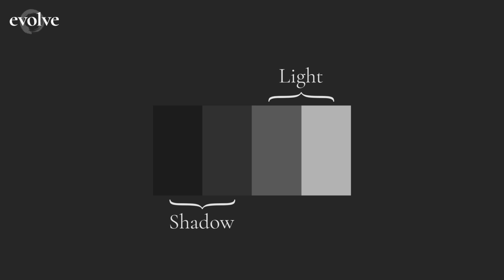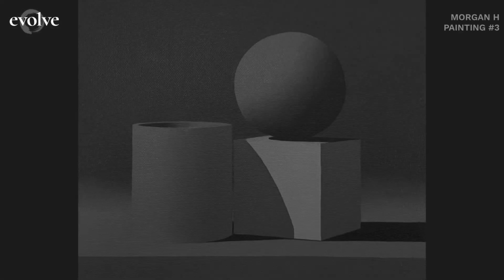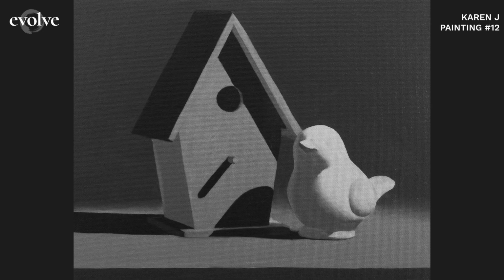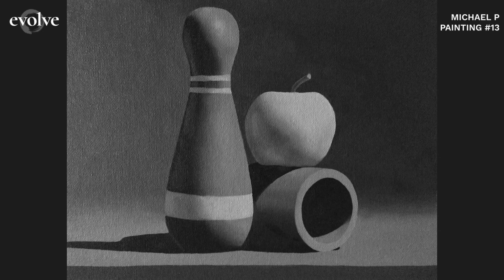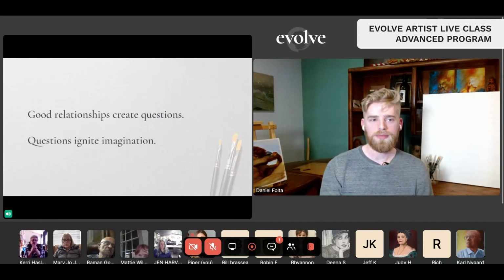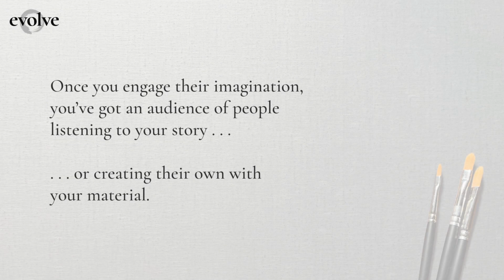And you learn how to simplify them into just 4 values, so that you're understanding the overall relationships, the big relationships, in order to create the impression of something. And the same thing goes in creating a narrative piece of art. Good relationships create questions, and questions ignite imagination. Once you engage their imagination, you've got an audience of people listening to your story, or they're creating their own story with your material. Either one is good, because either one is creating a story.